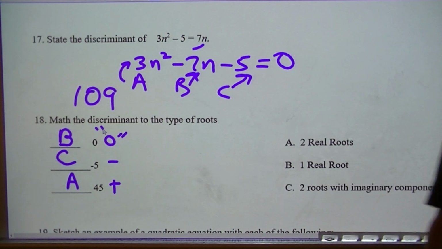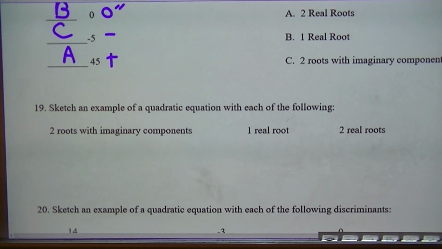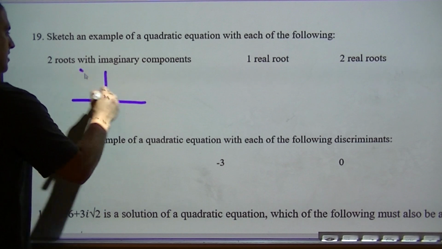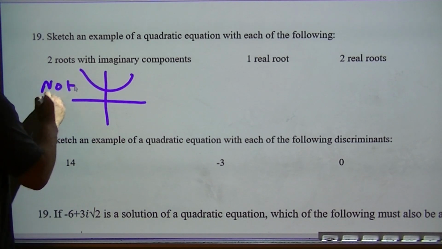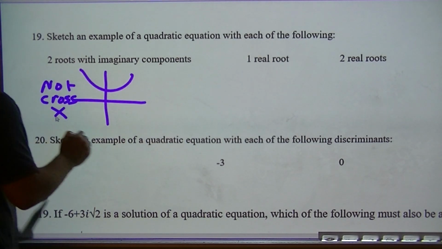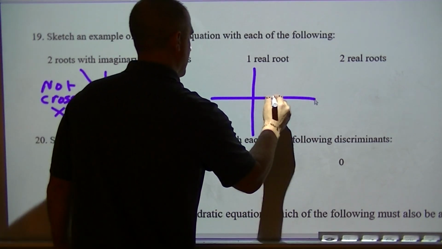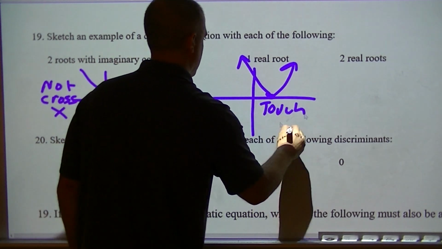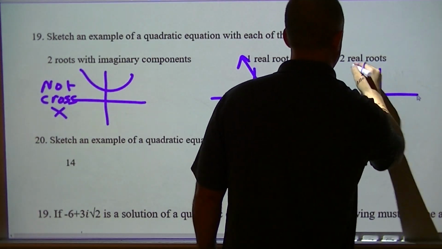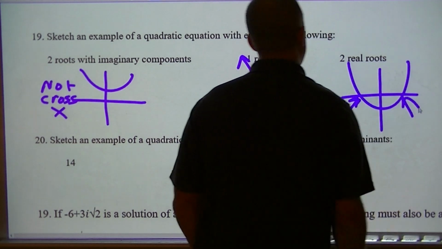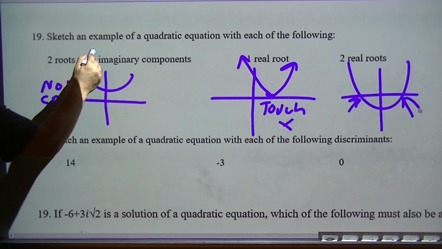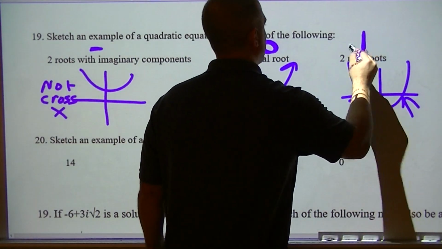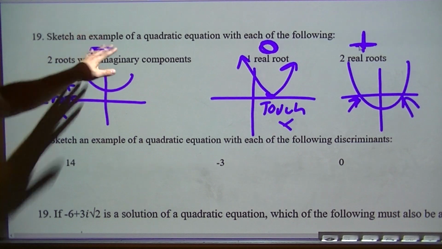Now, as far as the graphs go, the way they work is imaginary roots will not cross the x-axis. 1 real root will touch the x-axis. 2 real roots will cross through 2 times. Okay, so this is tied to negative numbers, this is tied to 0, and this is tied to positive numbers. And that's how that correlation works.